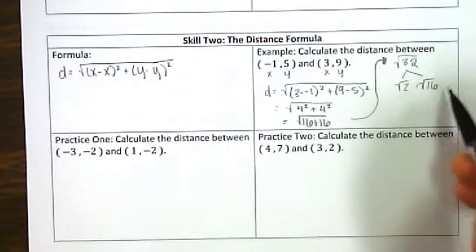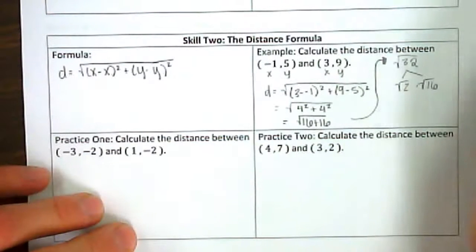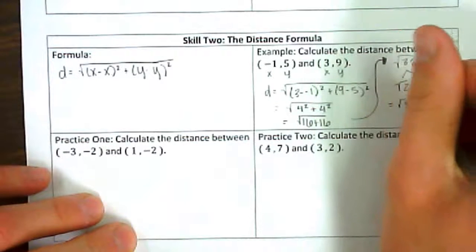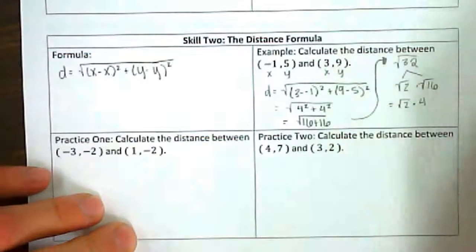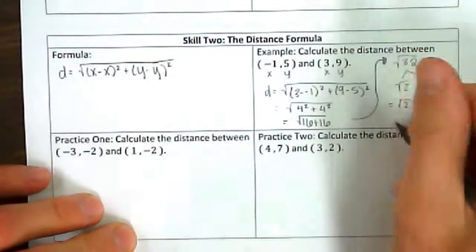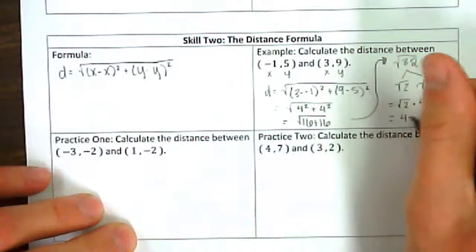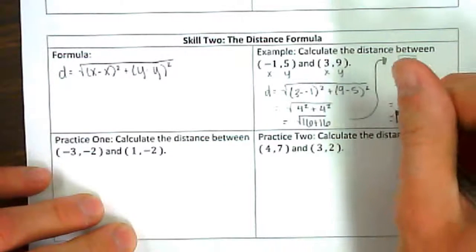And the square root of 16 is 4. So I get equals the square root of 2 times 4. And I'm going to put the 4 in front. So 4 times the square root of 2.